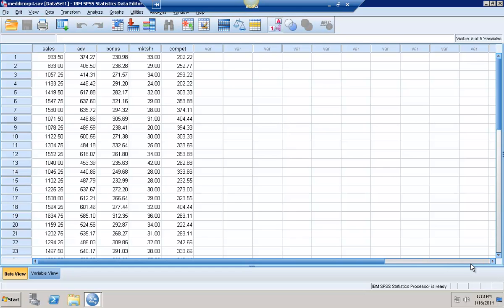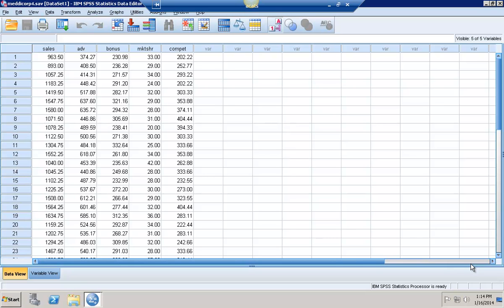This recording will cover the examples shown in the PowerPoint slides for Chapter 4, which is a discussion of multiple regression. So I'm looking at Medicorp 4 data from Chapter 4. And what I have here is a list of 25 sales territories where our dependent variable, sales, is in thousands of dollars in each territory. And then we have several independent variables.